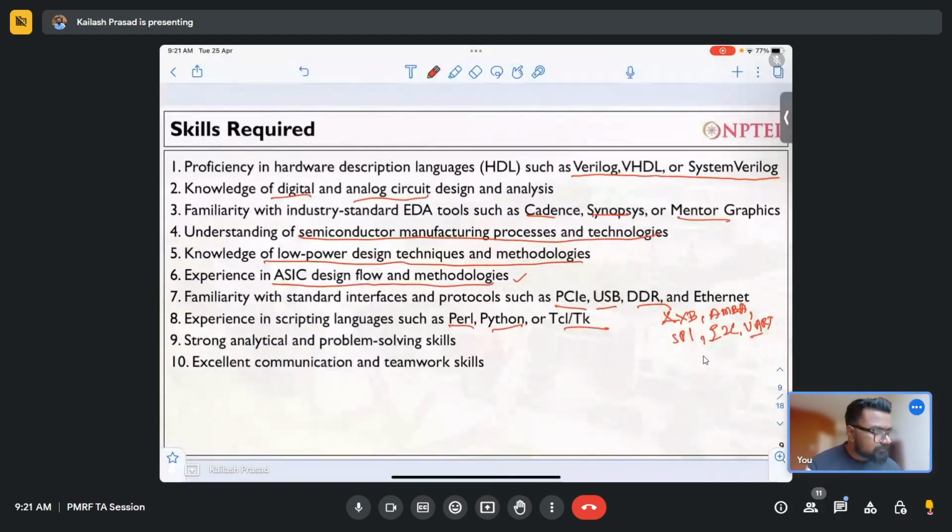So these are the basic 10 skills which are common to all. There are specialized skills; you can go on the internet or LinkedIn and start searching for them. But these are the basic skills you should have to get a job in the VLSI domain.